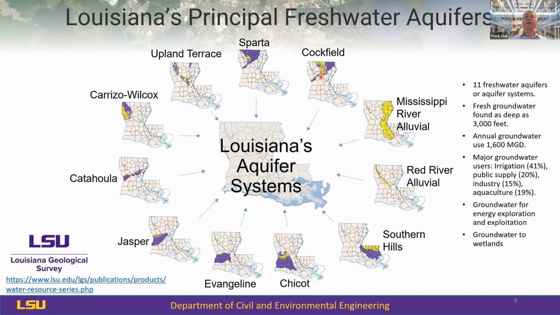Annually, Louisiana uses around 1,600 million gallons per day of groundwater for various purposes. The majority goes to irrigation, which covers 41%, public supply 20%, industrial 15%, and aquaculture like crawfish and shellfish 19%. Sometimes we use groundwater for energy exploration like hydrofracking, and for export. Fresh groundwater is also very important to the Louisiana coastal wetlands.